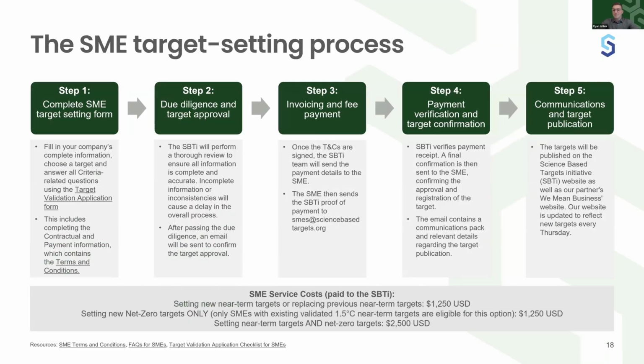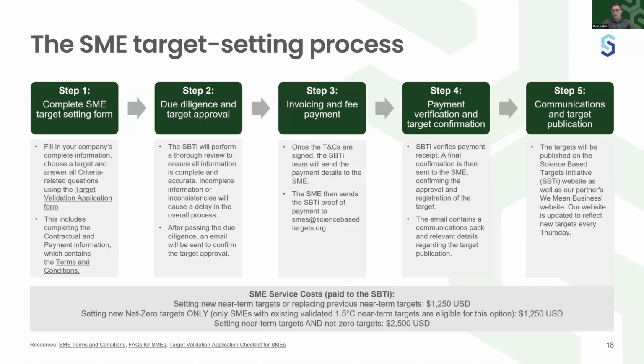And this slide here is meant to serve as a resource page and toolkit laying out the 5 steps SMEs go through to set and approve a target with SBTI. Step 1 is filling out the SME target setting form online. So that'll include your company details, your chosen target, and agreeing to the terms and conditions laid forth by SBTI. Step 2 is due diligence. So SBTI will review your submission to make sure everything is complete and accurate. Once it passes, you'll get an email confirming your approval to proceed.